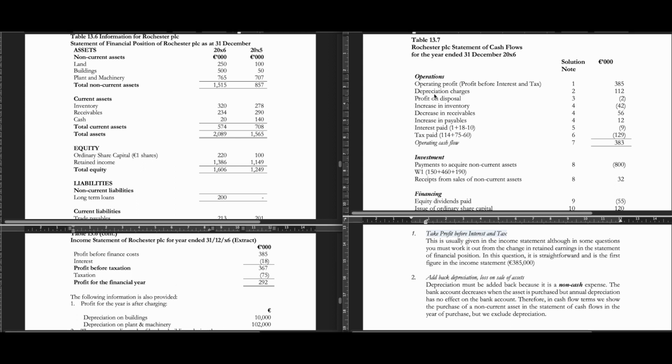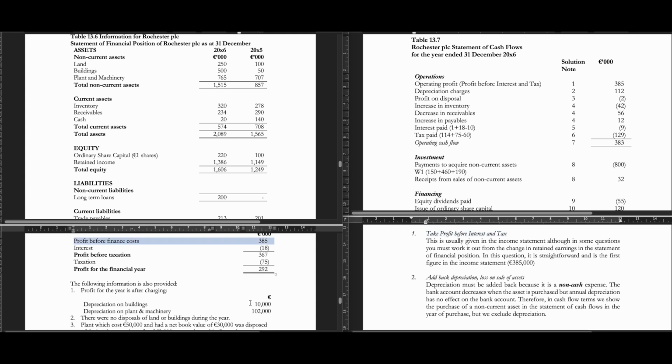The second thing we're going to do is to take depreciation charges and add them back. Depreciation in this question is 112,000. This is these two amounts added together. Now in some questions you won't be given depreciation directly. You will be asked to calculate that from other information, but you'll always have enough information to actually reconstruct what happened to the non-current assets and work out how much depreciation actually was for the year. So depreciation charges are our second line up here, depreciation charges 112.